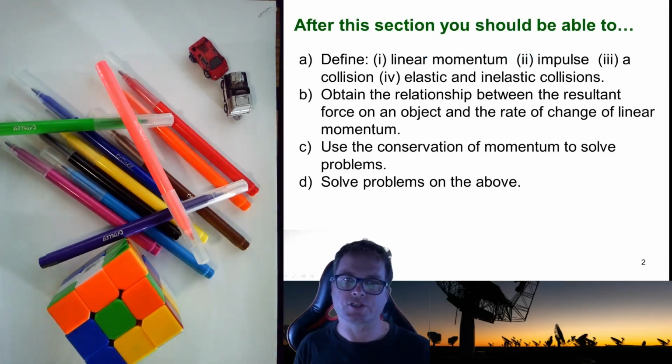So in this class we're going to be looking at chapter 9, linear momentum and collisions. What we're going to do is start by defining linear momentum, impulse, and what a collision is. And we're going to distinguish between two different types of collisions, both elastic and inelastic collisions.